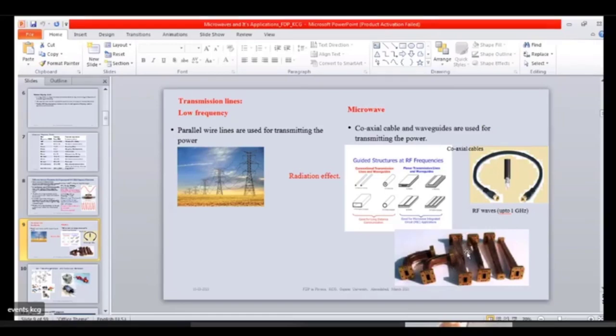This is an example of a waveguide. It's a rectangular waveguide. You can also have the cylindrical waveguide, right? In that case, the cross-sectional shape of the waveguide will be a cylinder. Here it is shown, there is a cylindrical waveguide, and there is a rectangular waveguide. And these are the picture representations of the coaxial cable. This is a two-wire line, and this is a coaxial cable, okay?